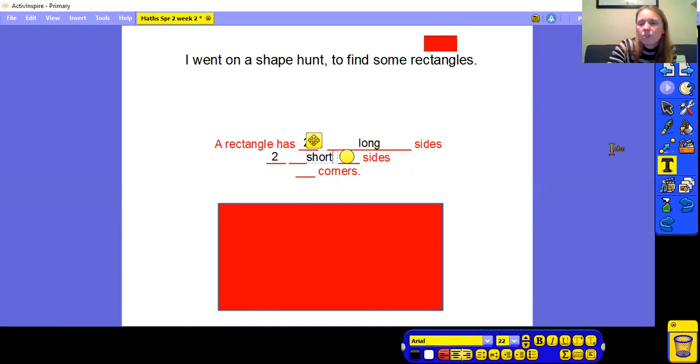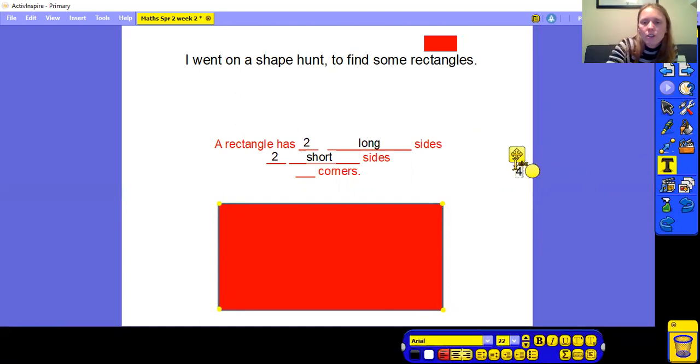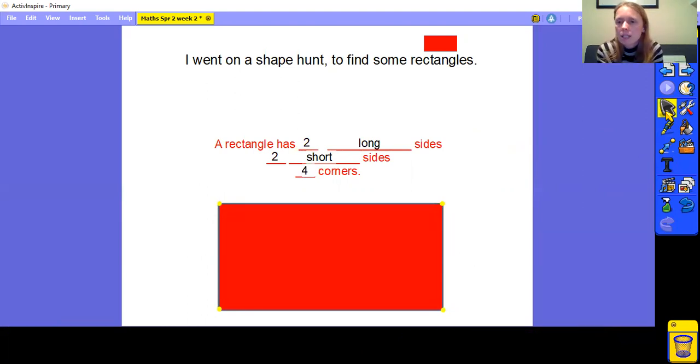And how many corners does a rectangle have? Let's count to check. 1, 2, 3, 4. There are 4 corners on a rectangle. Don't forget that the long sides on a rectangle are opposite each other. So if the long side is here, the other long side is on the other side. If the short side is at the top, there is another short side at the bottom because the sides are opposite each other.